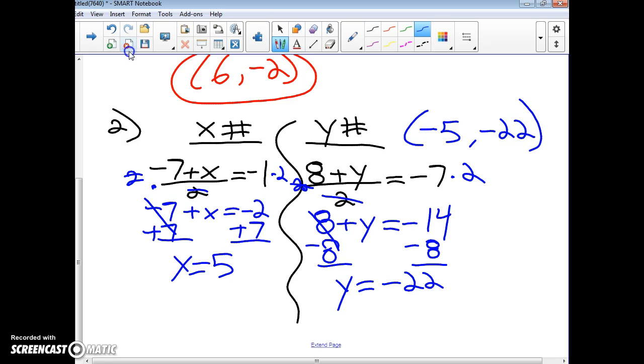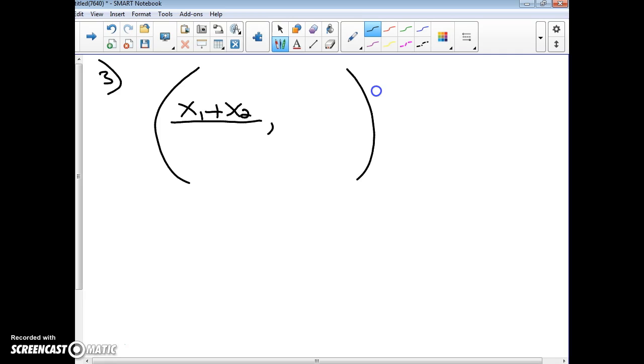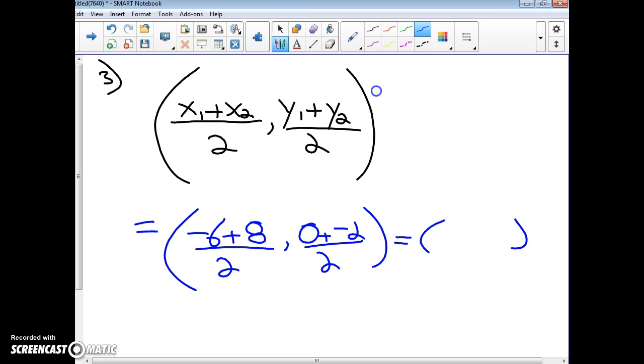All right, number 3. Looking at number 3, that's a straight midpoint problem. So the midpoint, starting out with my formula, x of 1 plus x of 2 over 2, y sub 1 plus y sub 2 over 2. Plug in everything I know. So my two endpoint x's are -6 plus 8. Over here, my two y values from both my endpoints are 0 plus -2.